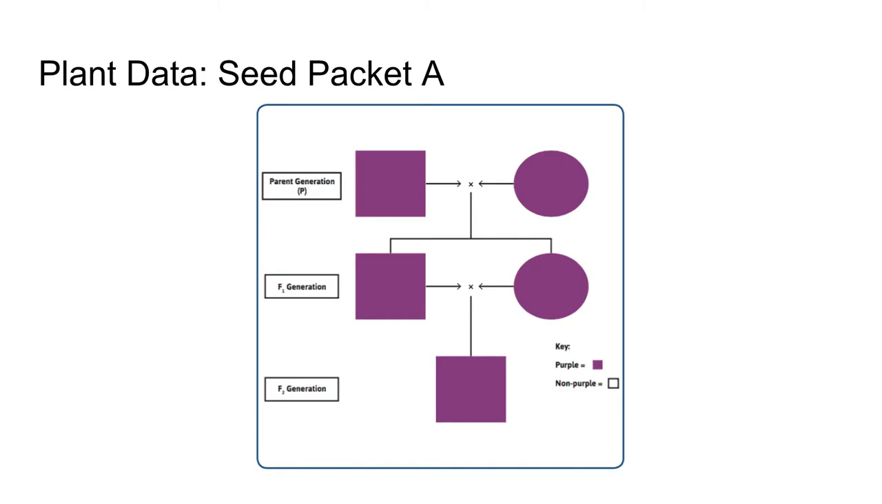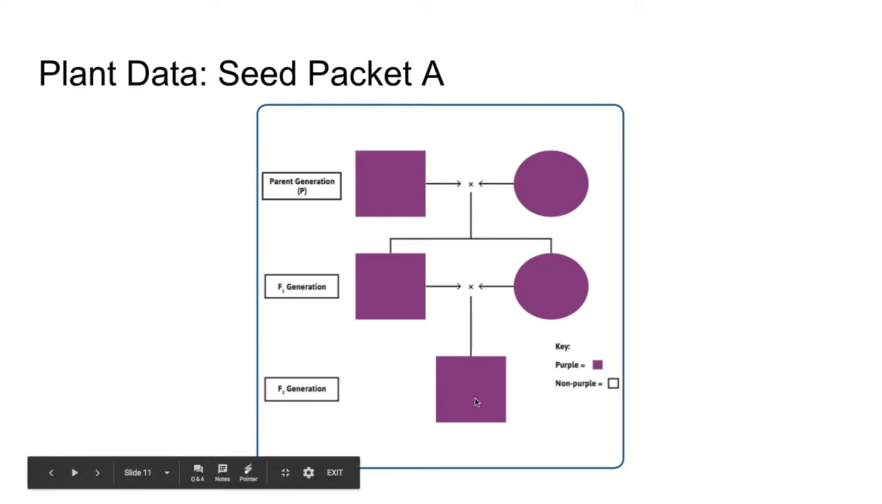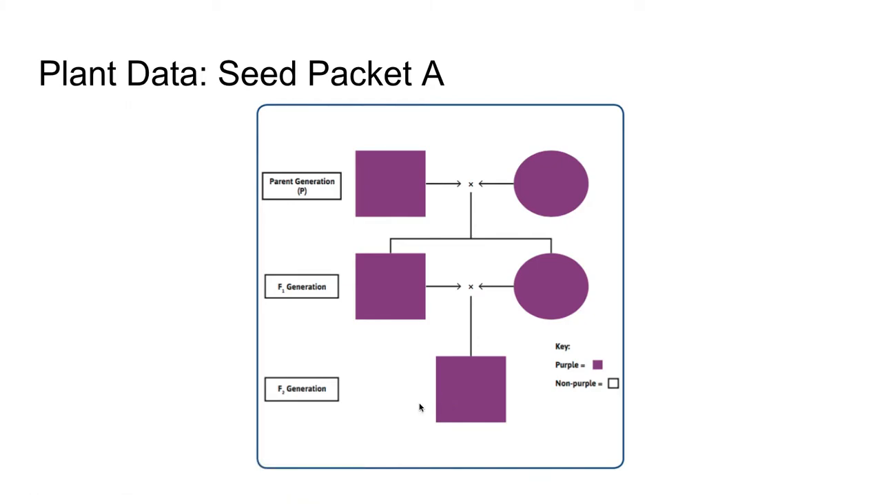All right, now let's look at pedigrees for plant data. Seed packet A. If you were in group A, you had a purple stem plant in your generation. F1, that's the one we planted. The parents were both purple stem plants. If we were to raise that plant to adulthood, we could predict that this F2 generation, the next plant, would also be a purple stem.